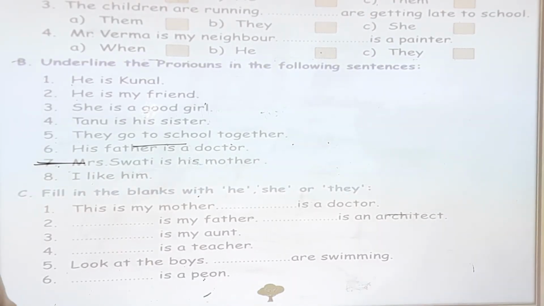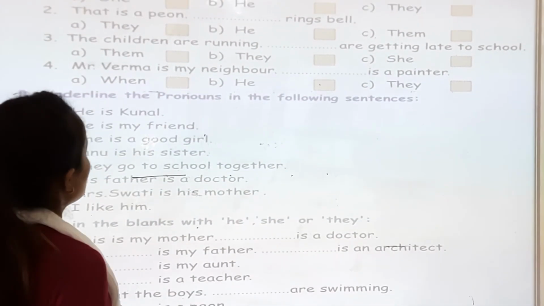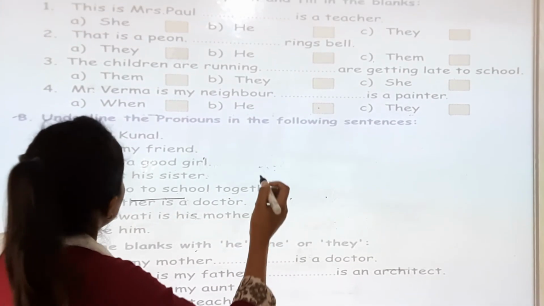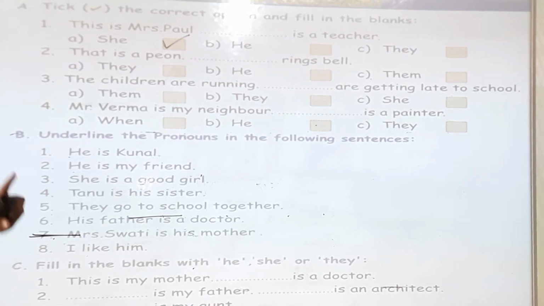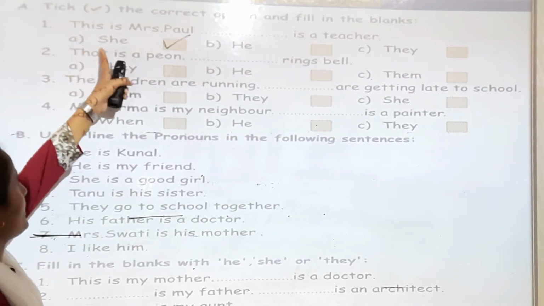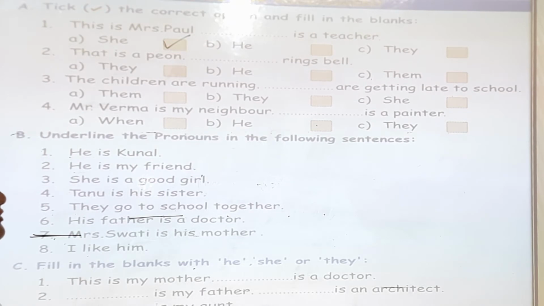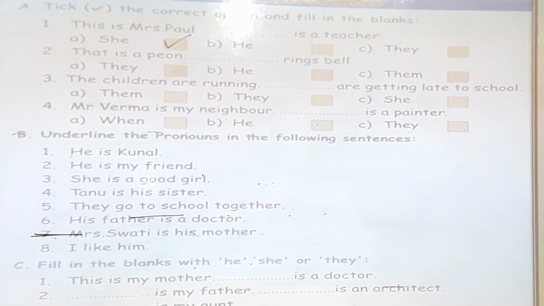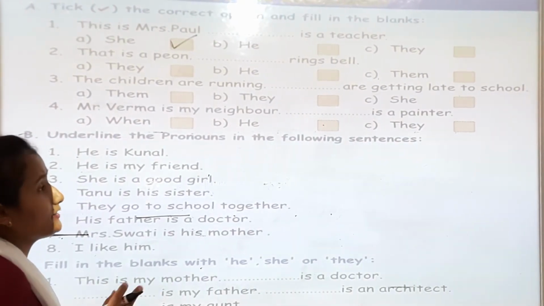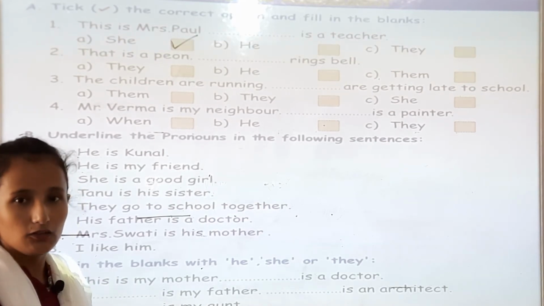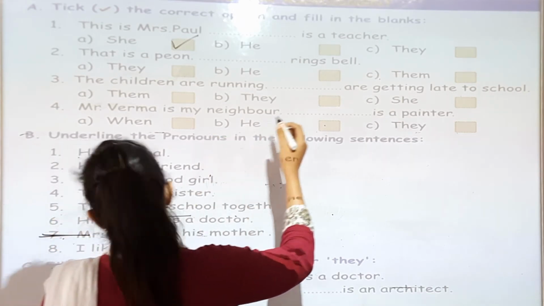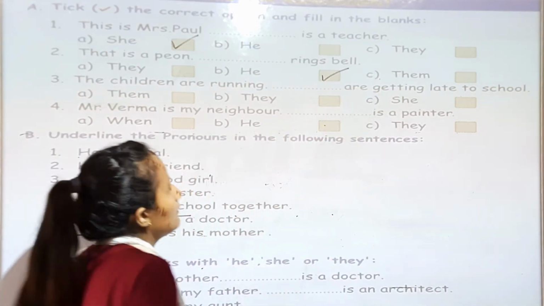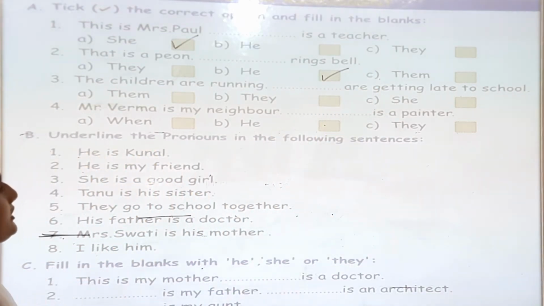Paul dash is a teacher. This is Miss Paul, so dash is a teacher. She is a teacher. Because she is a girl, that's why we are using she. For a human girl, we use she. That is a peon, dash rings the bell. Peon is a boy, masculine gender. So, what do we have to use? That is a peon, he rings the bell. Because of masculine gender, we have to use he.